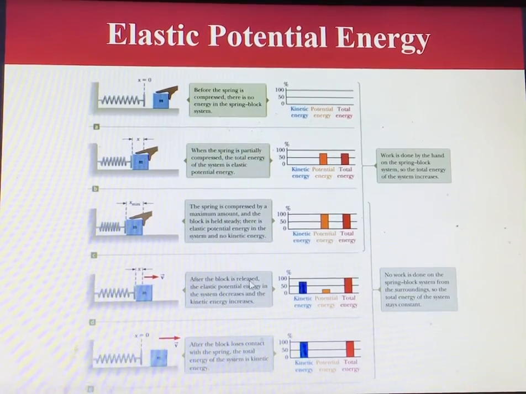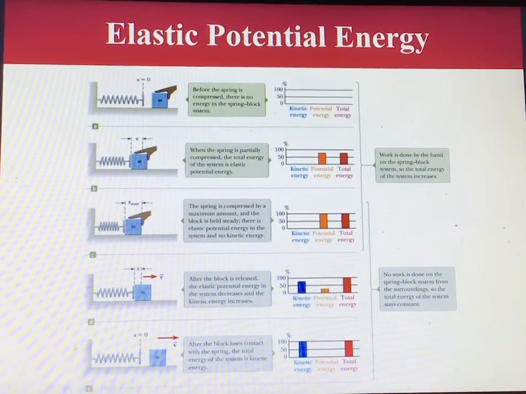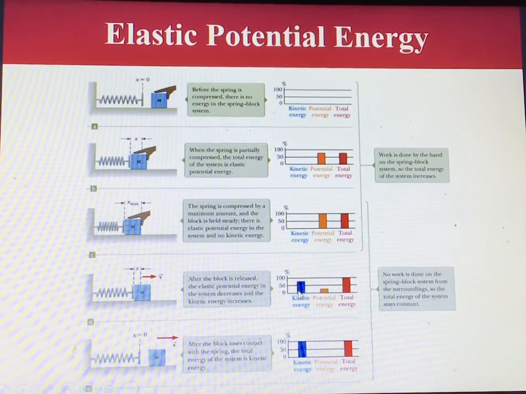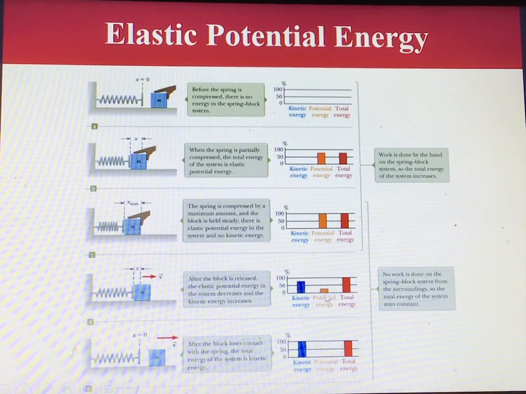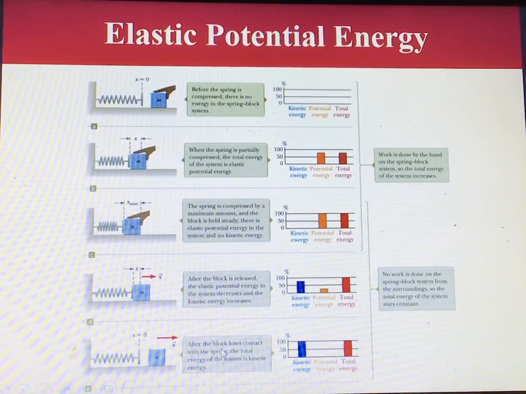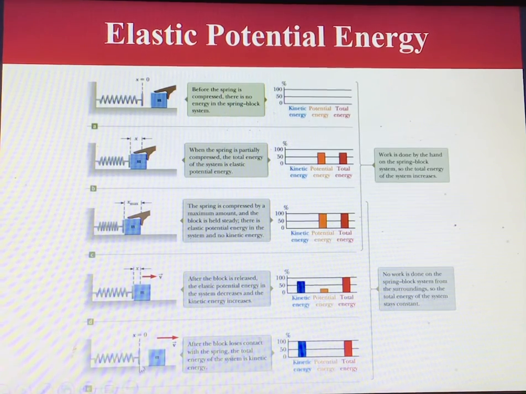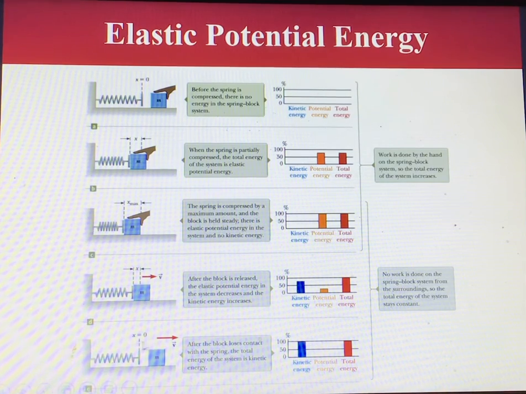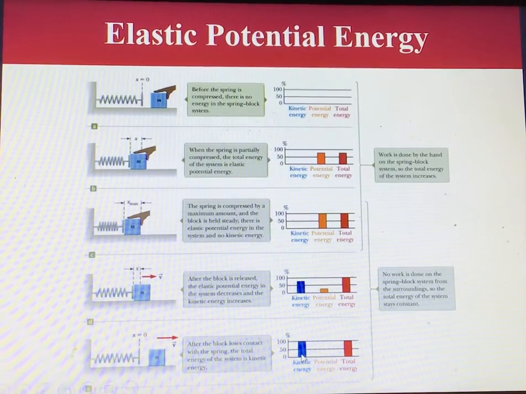Now, after the block is released, the elastic potential energy in the system decreases and the kinetic energy increases. So now you can look at this picture right here: the energy is just changing between forms, so part of the energy is going to show up as kinetic energy, part of the energy is going to show up as potential energy. Now, after the block loses contact with the spring, the total energy of the system is just kinetic energy. So again, by the time that the block passes through this point at x equals 0, the displacement is 0, there is no potential energy. It means that all the energy has been converted into the kinetic energy of the block.